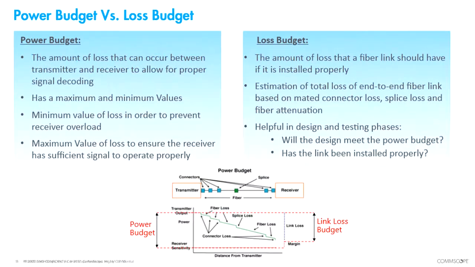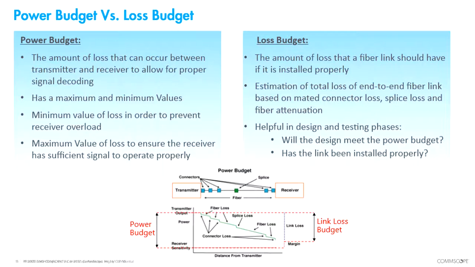The terms power budget and loss budget are often confused for many of us. The power budget refers to the amount of fiber optic loss that a link can handle in order to operate properly. Sometimes the power budget has both a minimum and maximum value, which means it needs at least a minimum value of loss so that it does not overload the receiver, and a maximum value of loss to ensure the receiver has a sufficient signal to operate properly.